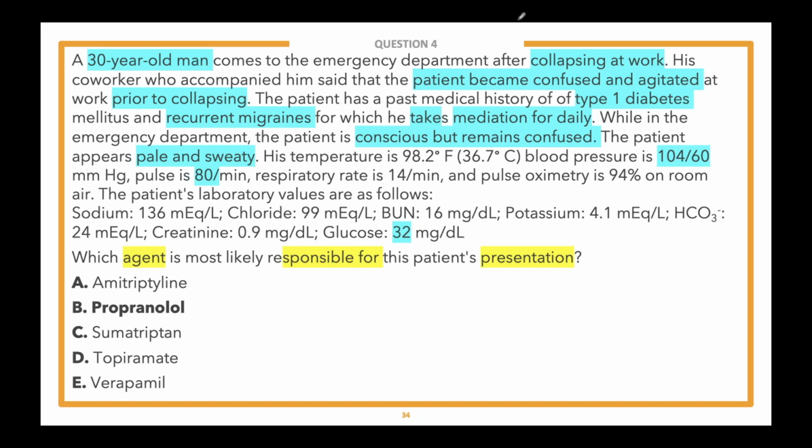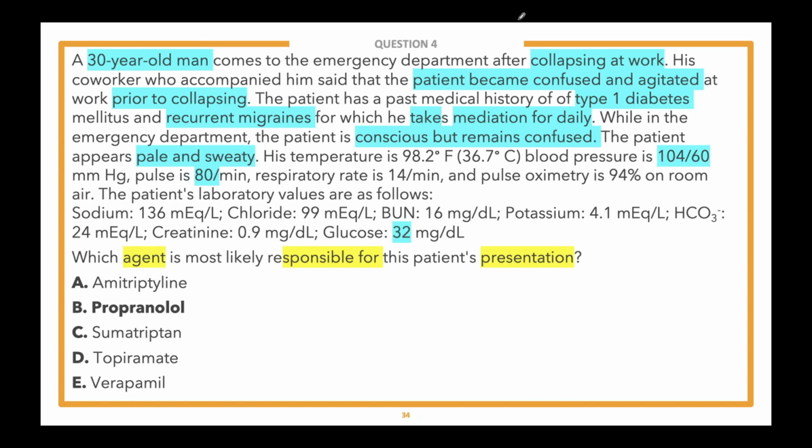The main side effects of verapamil would be peripheral edema, constipation, dizziness. With topiramate, that's an anticonvulsant which can also be used to prevent migraine headaches, and that can cause tiredness, drowsiness, dizziness. And it's also, however, not associated with this patient's lab abnormalities and doesn't block those neurogenic symptoms of hypoglycemia, so also not correct.